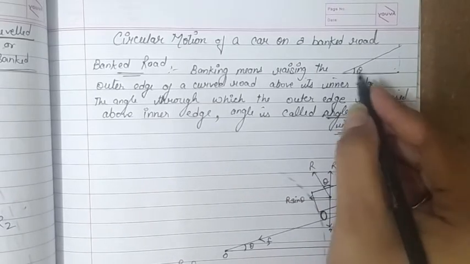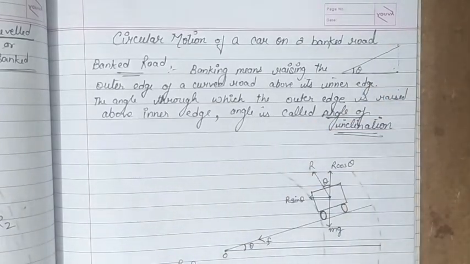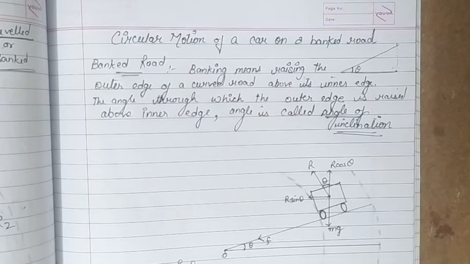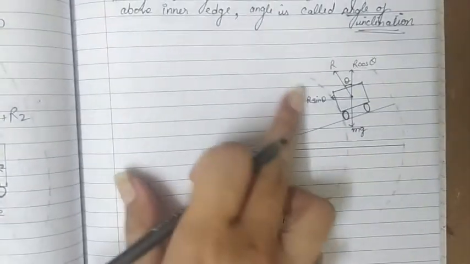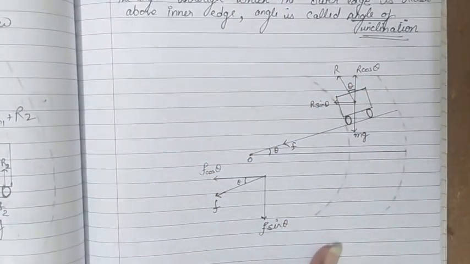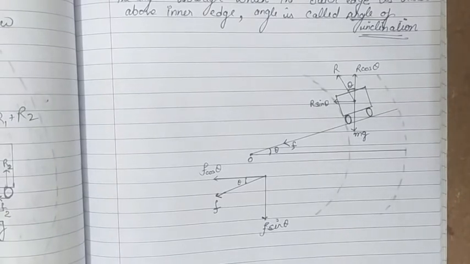That we represent here by the angle theta, and this system is called a banked road. This is the difference between the banked and level road. Now if the car is moving on such a banked road, we are talking about the need of banking of curved roads.